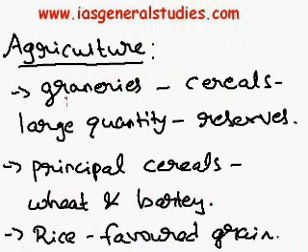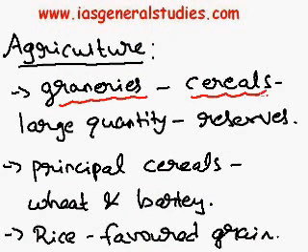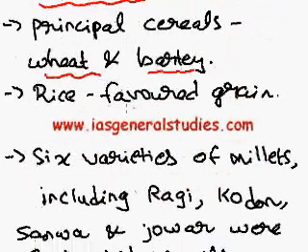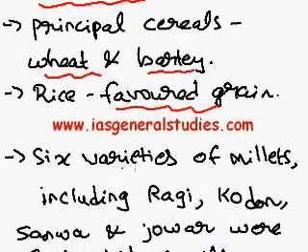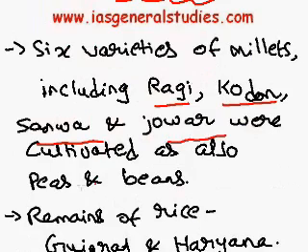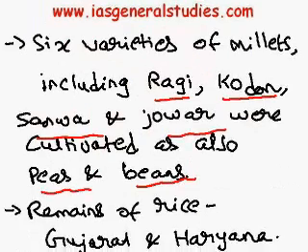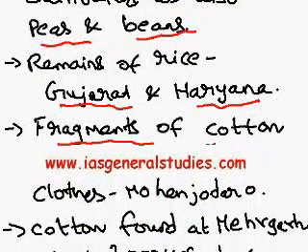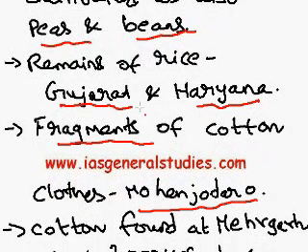Agriculture. Granaries, we can find cereals in large quantity reserves, and the principal cereals were wheat and barley. Rice was a favored grain. Six varieties of millets including ragi, cotton, sanva, jowar were cultivated, as also peas and beans. The remains of rice can be found in Gujarat and Haryana, and fragments of cotton clothes in Mohenjo-daro. So make a note, we can find fragments of cotton clothes in Mohenjo-daro.